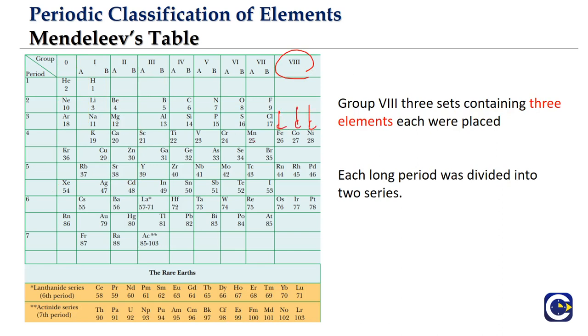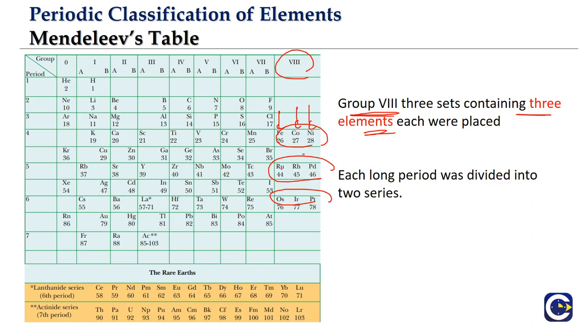And if you look at the 8th group particularly, we'll see that in every period, the 8th group will have three elements. In the 4th period, what are the elements in the 8th group? Iron, cobalt, nickel. Then the 5th period, we have ruthenium, rhodium, and palladium. 6th period, we have osmium, iridium, and platinum. So the 8th group will have three elements in each period, and all this is done in order to accommodate the elements having similar properties falling into the same group.